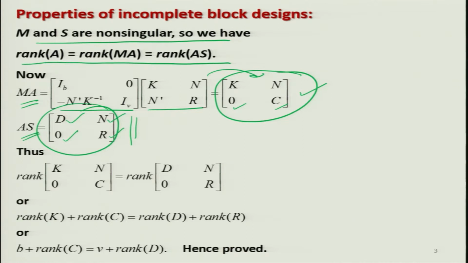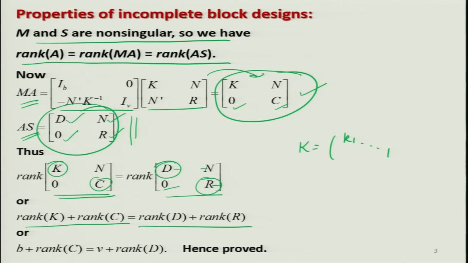So we can write the rank of the matrix K, N, null matrix, C, equal to the rank of D, null matrix, and R. I can write this as rank of K plus rank of C on the left, and on the right-hand side of the equality sign this becomes rank of D plus rank of R. Now what is the rank of K? K was a diagonal matrix K1, K2, up to Kb, and R was the diagonal matrix R1, R2, up to Rv.